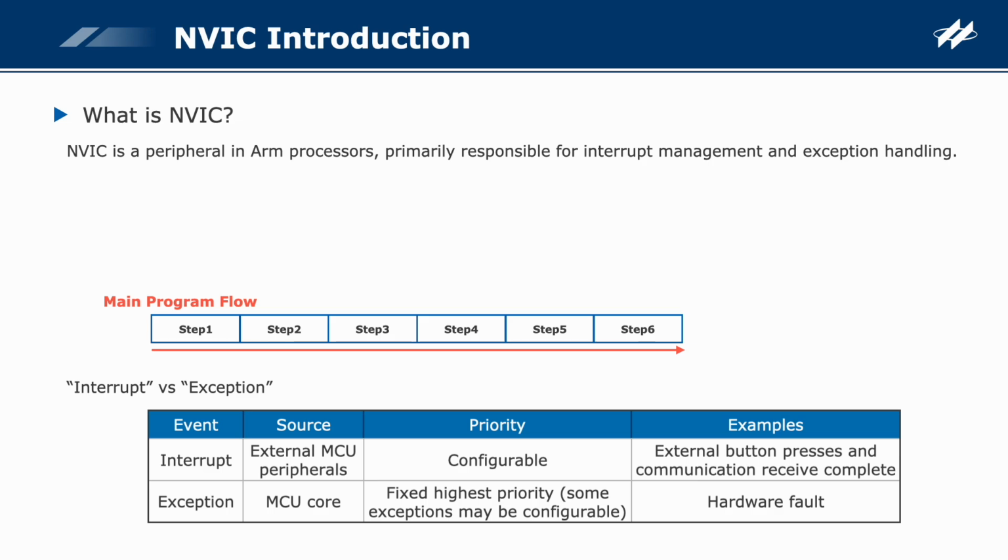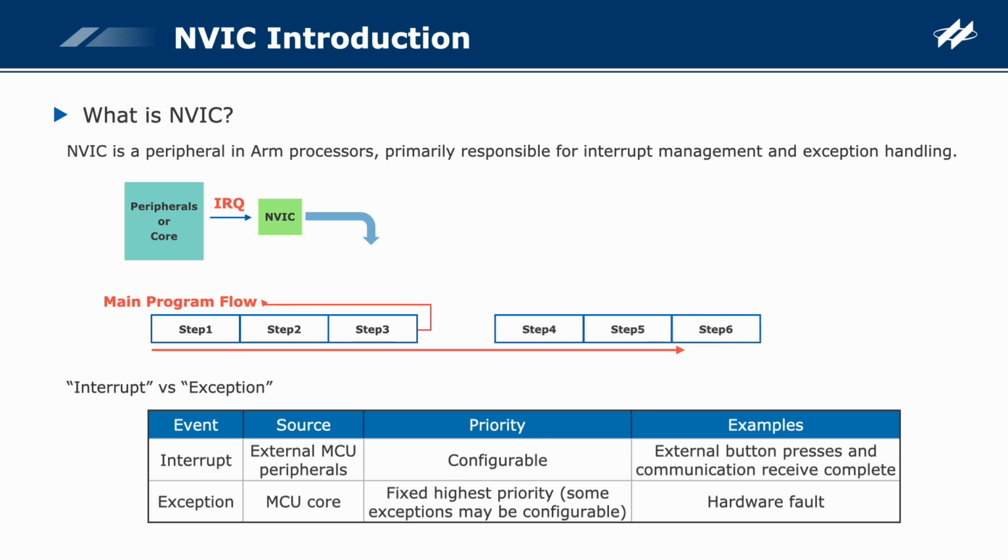Assume the MCU is executing the main program from step 1 to step 6 marked in blue. During main program execution, if an event occurs, the main program flow is interrupted. This event could be an interrupt request, IRQ, triggered either by the core or peripherals. Upon receiving the IRQ, the MCU suspends the main program, interrupting its normal flow, and jumps to execute the interrupt service routine, ISR, marked in yellow. After executing the ISR, the MCU returns to the main program to continue execution.